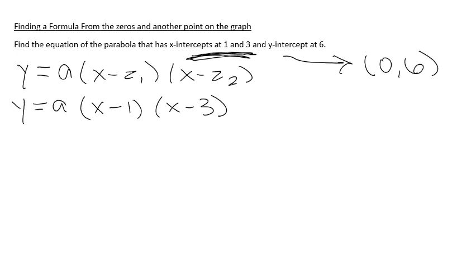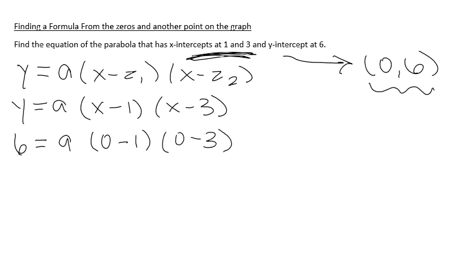So once I plug in the two zeros, I'm making good headway. I have values for z1 and z2. The only thing I'm not sure about is a. So I can find a by substituting in this point 0, 6. So I'm going to put in 6 for y. A is what I don't know. 0 for x. And I can solve for a. So I get 6 is a times negative 1 times negative 3, which is 3. So a is 2.